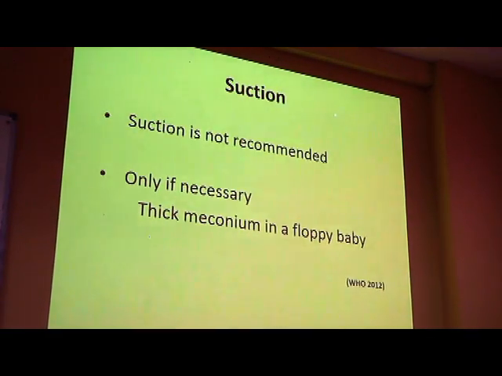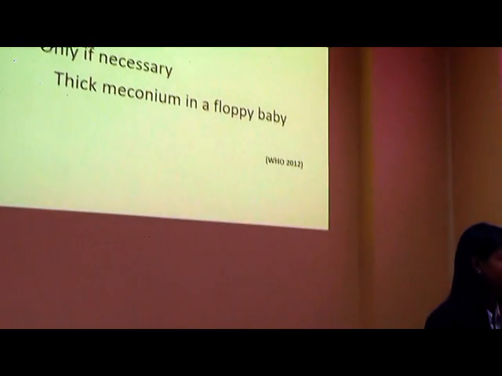Regarding suction, routine suction is not recommended in UK practice. You suction the baby only if necessary. It means if there is thick meconium in the baby, you can suction, but only under direct vision. Normal babies do not require suction.